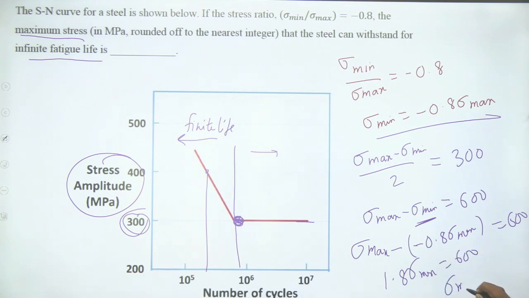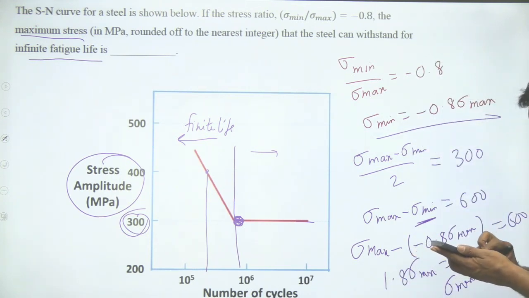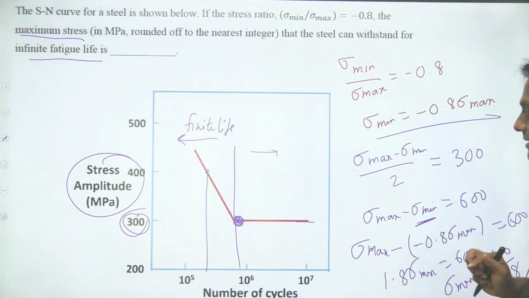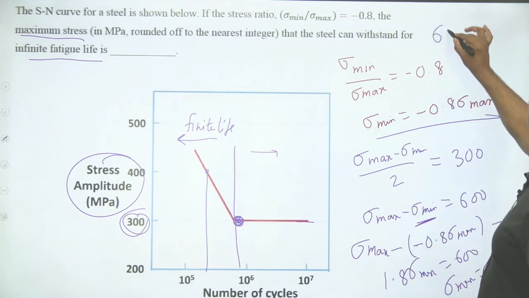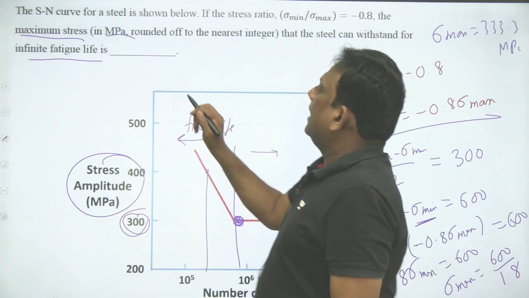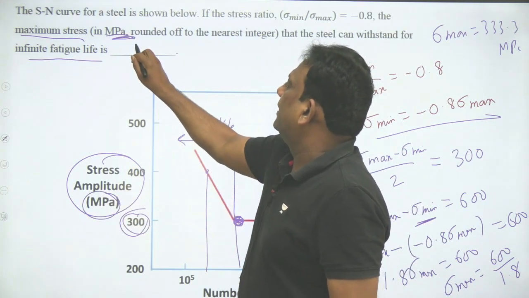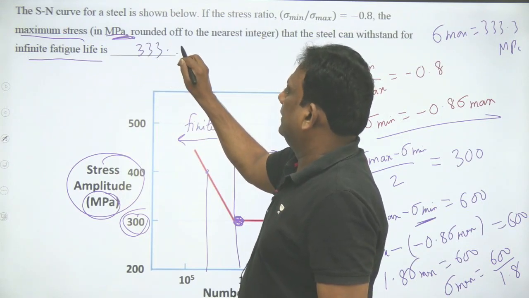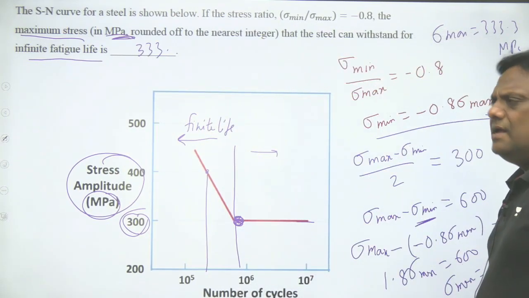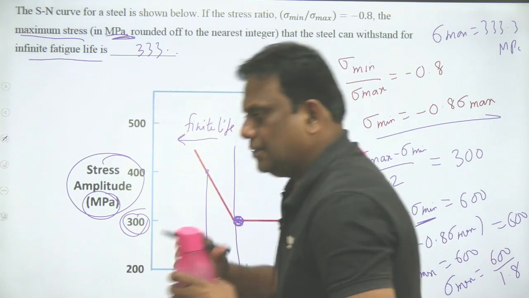And he is asking sigma max. And what is sigma max? It is 600 by 1.8. Let me check what is 600 by 1.8. And that is 333. So therefore, the maximum stress is given by 333.3 megapascal. All these stresses are in megapascal. I think he's also asking in megapascal because all these are given in megapascal. So therefore, it is 333.3 megapascal. Is it okay? Nearest integer, that is 333. 333 is the answer. Is it okay? Right. No problem at all.